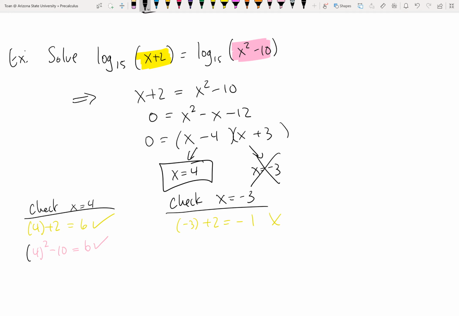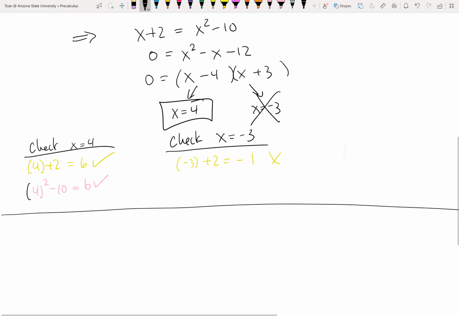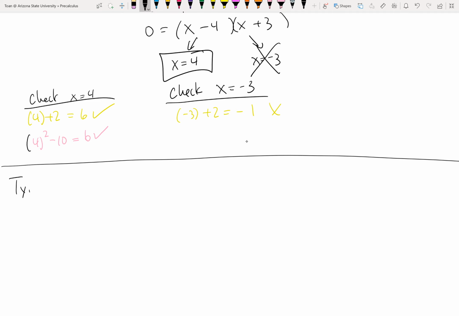So that's all that warning is about. Just make sure that you check your answers. Right, so easy peasy, I hope. Let's move on to the next type of examples you might see, type 2.